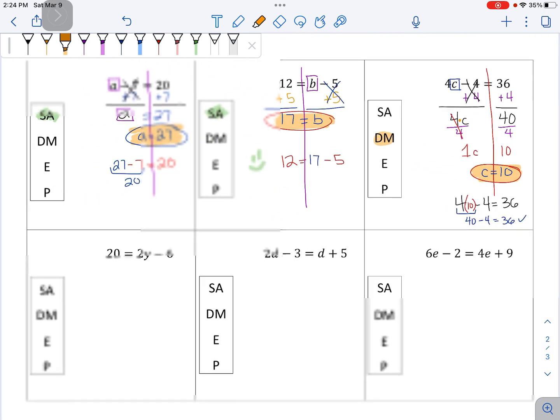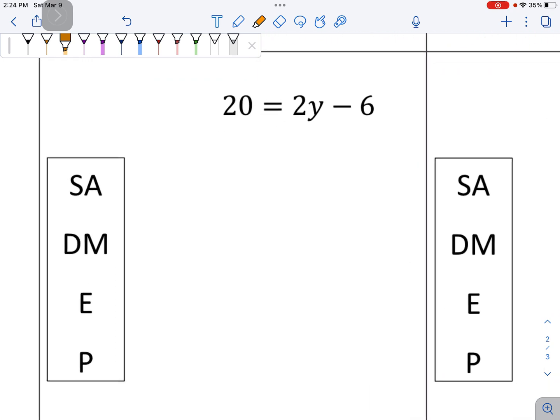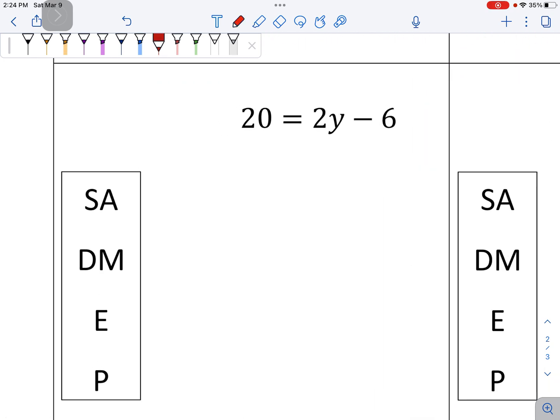Only 3 left. You're doing awesome. Here we go. Similar problem. There are no Y's on the left side of the wall.